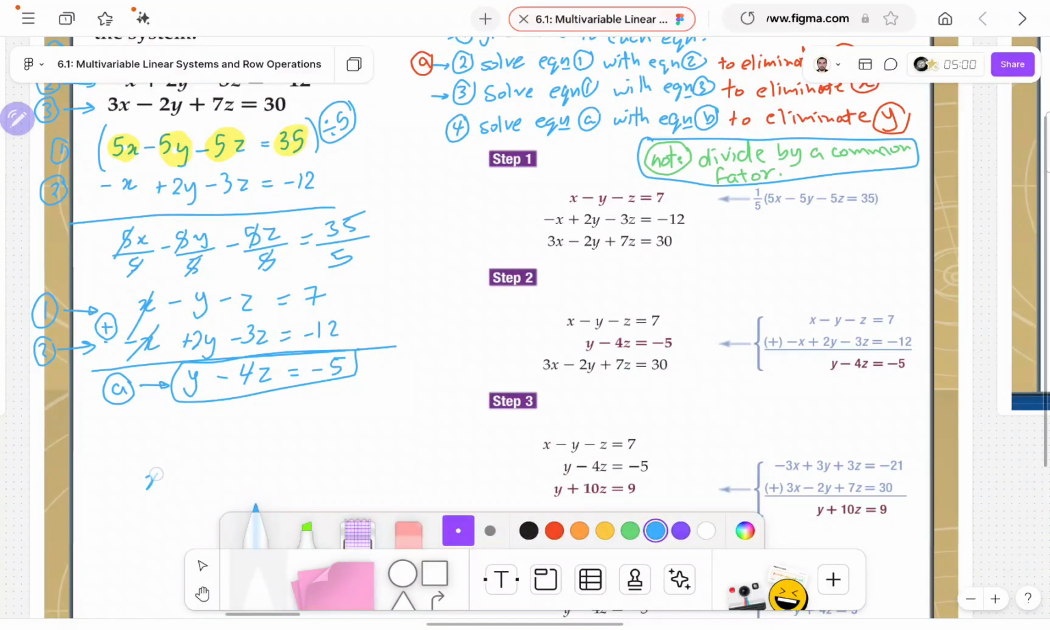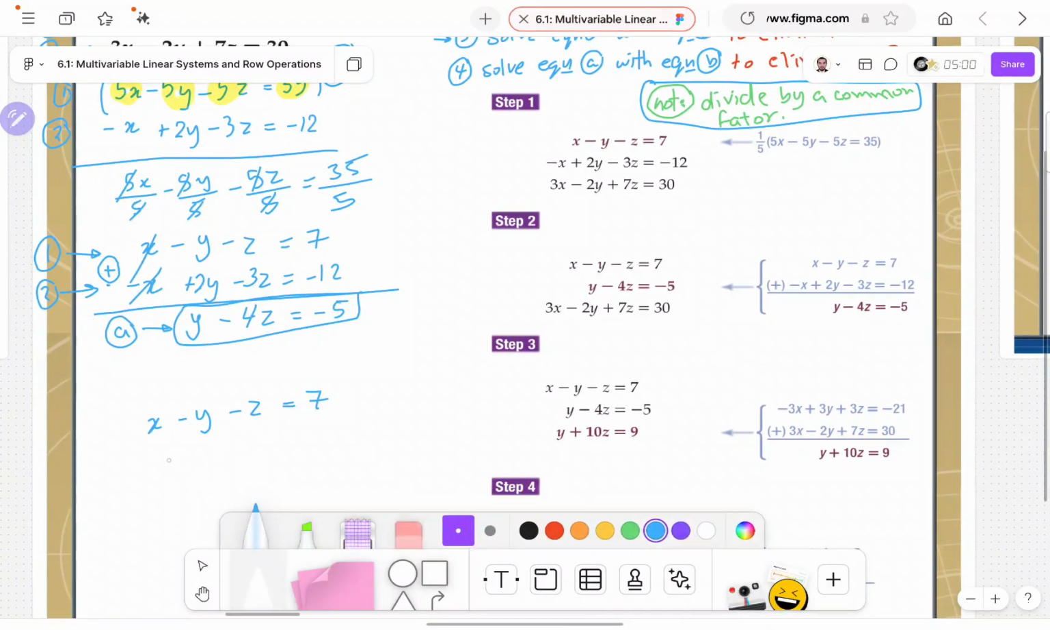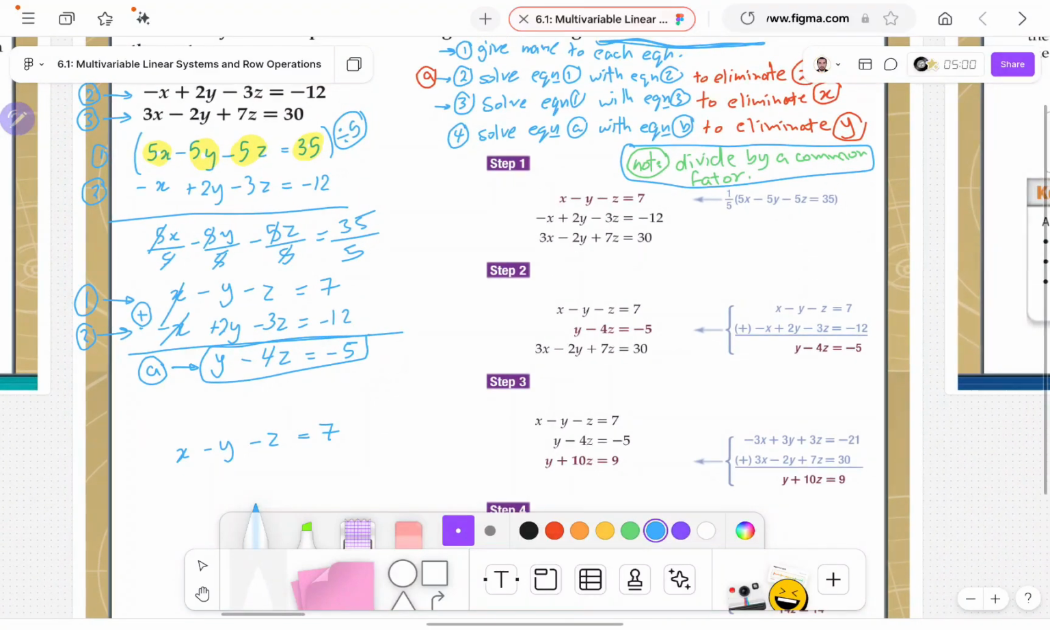So equation 1 is x minus y minus z equals 7. Then what's equation 3? Let's go up. Equation 3 is 3x minus 2y plus 7z equals 30. So now this is equation 1, this is equation 3. Now from solving this, I am going to get equation b from here. Okay, let me write in the red color. So from this, I am going to get the b equation.